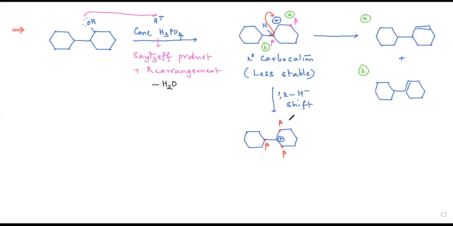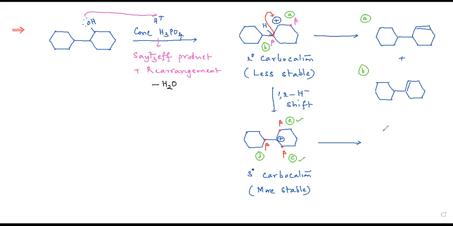Let us take C and D. This is possibility C, and this also is possibility C. This is possibility D. Both are possibility C, because both are in the same environment. You can take any of them into consideration, you'll get the same product. I think it is clear. Now let me just go for the product. So it's a 3-degree carbocation. This is of course a more stable one. Now from this more stable one, we get two products.